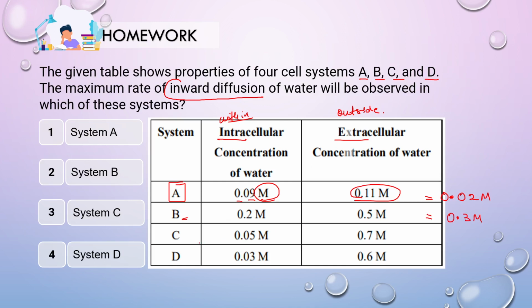The next one is the C system. In the C system, the intracellular concentration is 0.05, whereas the extracellular concentration is 0.7. So if we subtract 0.05 from 0.70, it will be equal to 0.65 m, right? And lastly, the last one, we are going to get 0.57 m.